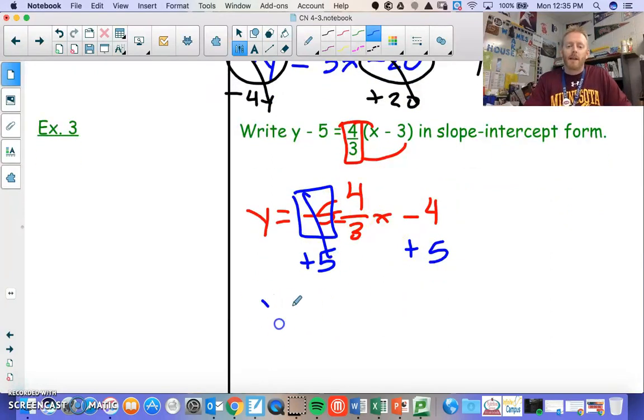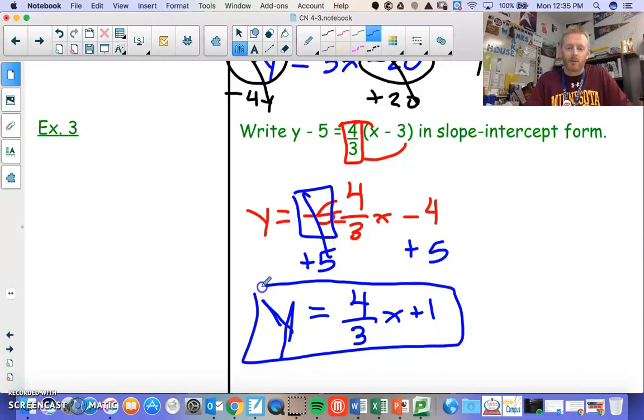And then it's going to say y is equal to a 4/3 x, and then a -4 plus 5 makes a +1. Now that y is pretty ugly. All right, now it looks much, much less ugly. So we have this equation in slope-intercept form.